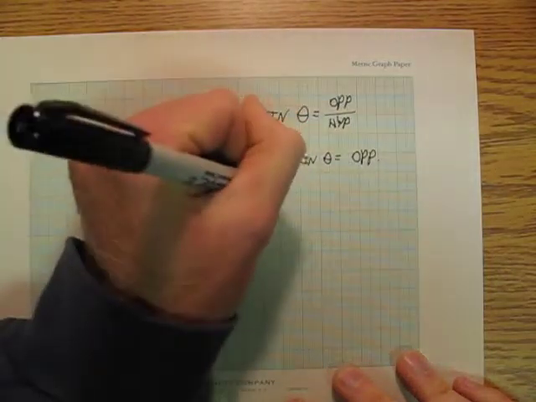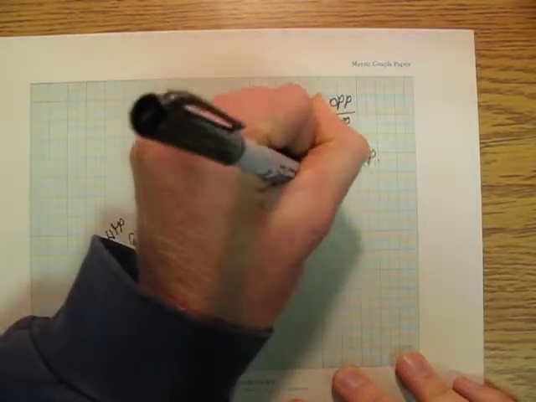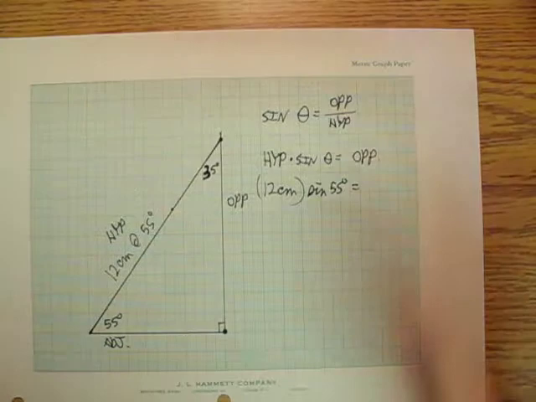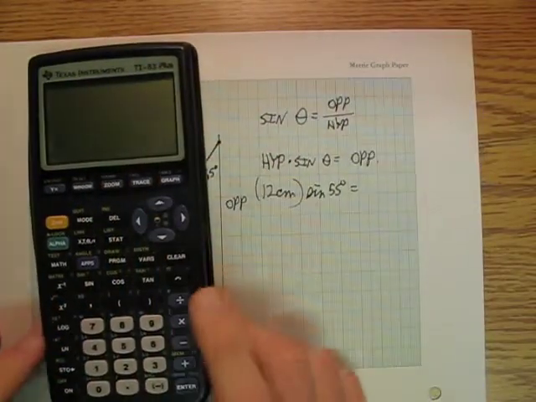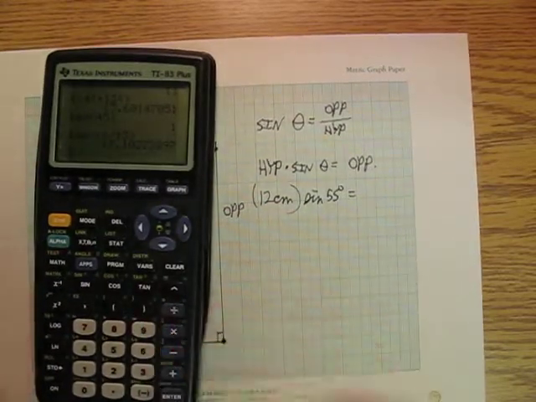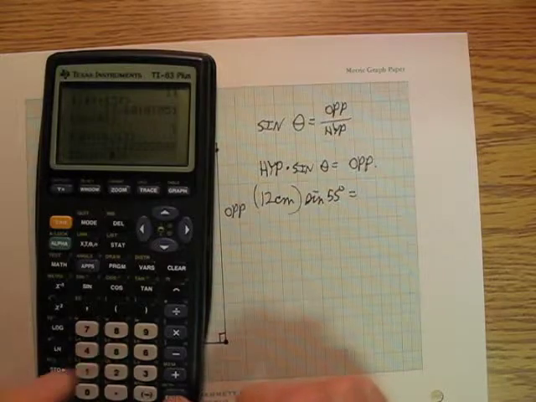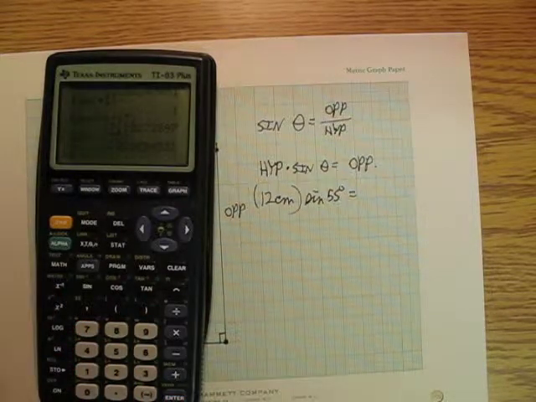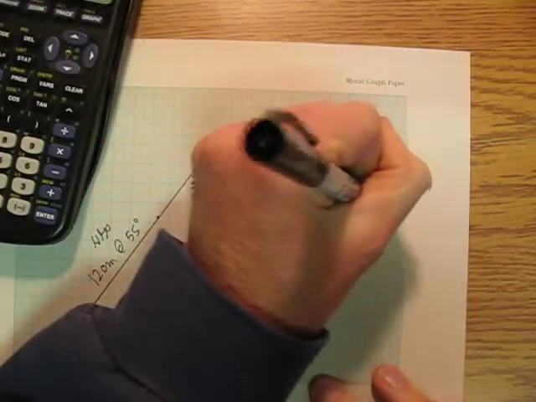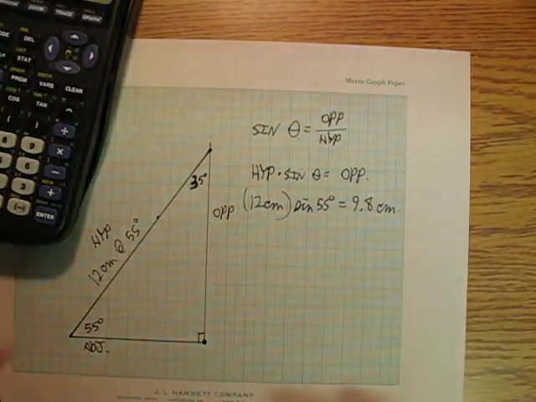So we're going to have 12 centimeters times sine 55 degrees is going to be equal to, on the calculator, 12 sine 55, and we're going to get 9.8 centimeters.